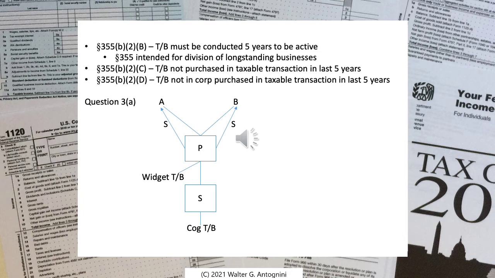Let's look at question 3, which is illustrated in a diagram on this slide. A and B, two individuals, each own 50% of PCO. P owns 100% of S. P has been actively conducting its widget business for the last 7 years. S has actively conducted its COG business for the last 10 years. P acquired S 4 years ago for cash. P now distributes S. What result?